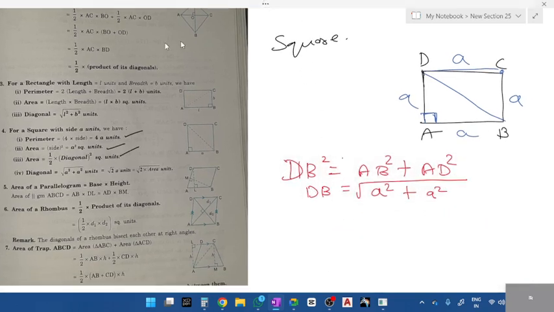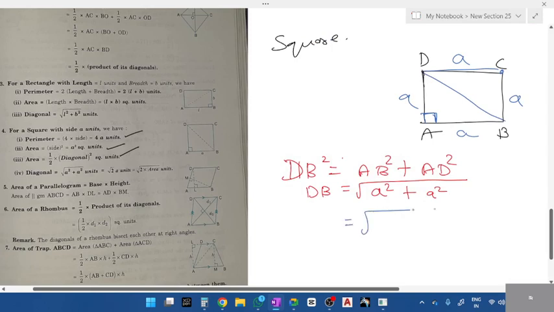Now, like terms. DB is the diagonal. A square plus A square is 2A square. Correct? Your A square has 2, right? So can the root get cancelled? Only for 2 the root remains as it is. What about A? The root can get cancelled. So that is what they have written: root 2 A. So go through those 3 formulas.